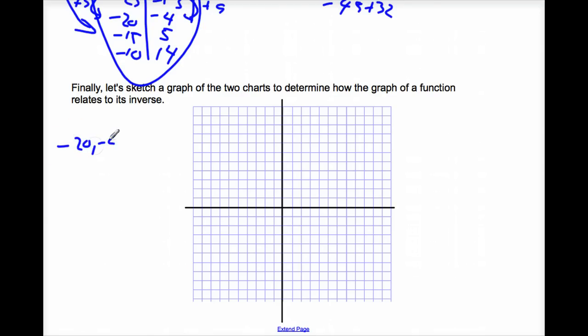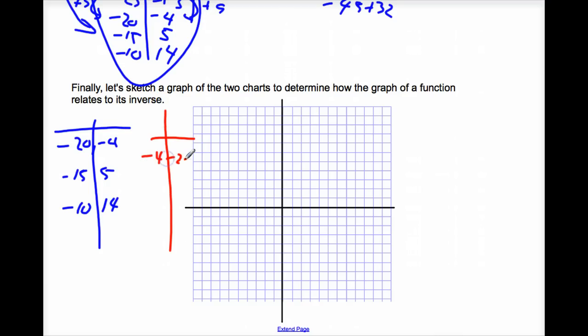I'm going to do negative 20, negative 4. I'm going to do negative 15, 5, and negative 10, 14, and just show you the relationship between those and the inverse one, which is just the reverse. So there's a relationship between that and its inverse. Graphically, what is that relationship? Well, let's go ahead and graph negative 20, negative 4.